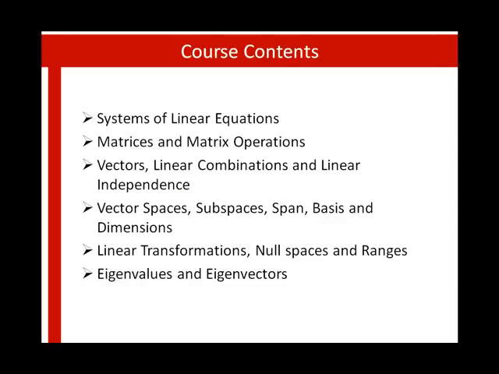In this course, we'll talk about the following topics: systems of linear equations, matrices and matrix operations, and these are from chapter 1. The next topic is vectors, linear combinations and linear independence, which are part of chapter 2. From chapter 3, we will discuss vector spaces, subspaces, span, bases and dimensions. From chapter 4, linear transformations, null spaces and ranges. And finally, from chapter 5, with only section 5.1, we will talk about eigenvalues and eigenvectors.